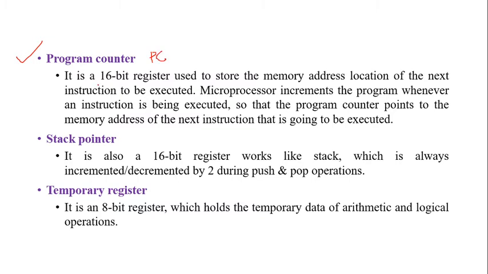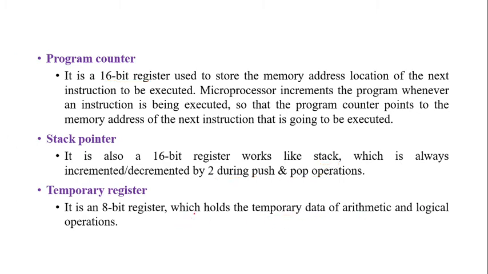Next one, that is the program counter, or we can call it PC. It is a 16-bit register used to store the memory address location of the next instruction to be executed, and the microprocessor increments the program counter whenever an instruction is executed. So the program counter points to the memory address of the next instruction to be executed. Next one, that is the stack pointer. It is also a 16-bit register, works like a stack, which is always incremented or decremented by 2 during push and pop operations.